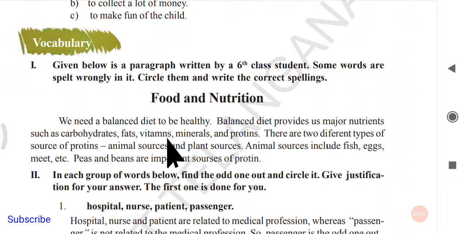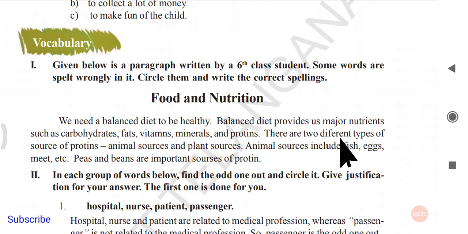Fats, vitamins. Actually, we call them vitamins, but the exact pronunciation is different. As we are habituated to speak more dependent on our mother tongue Telugu, we usually mispronounce vitamins, but the correct way is "vitamins", with the stress on the first syllable. Next, minerals and proteins.